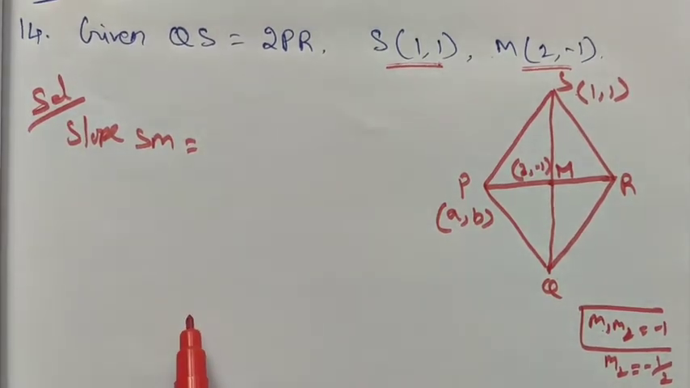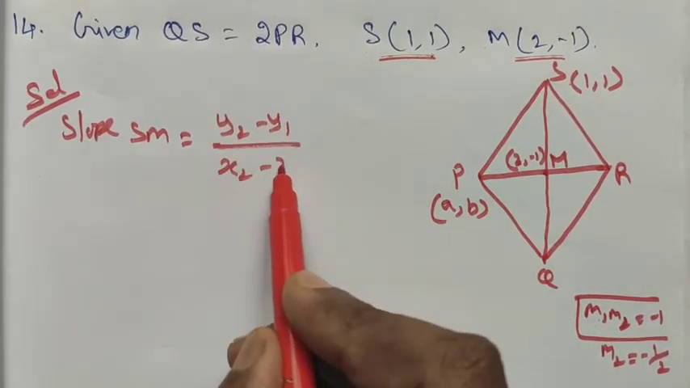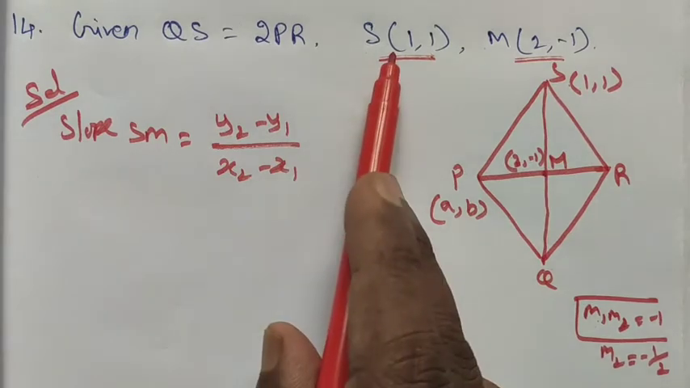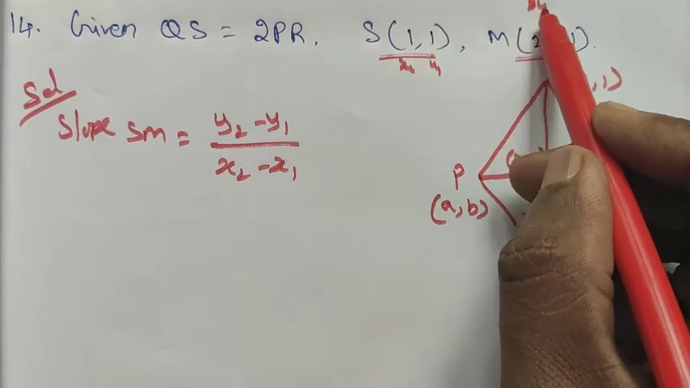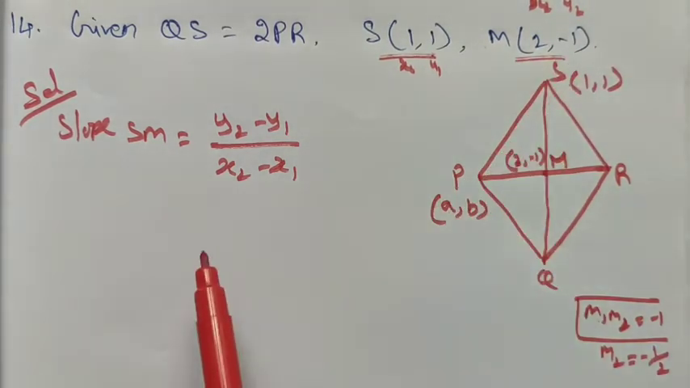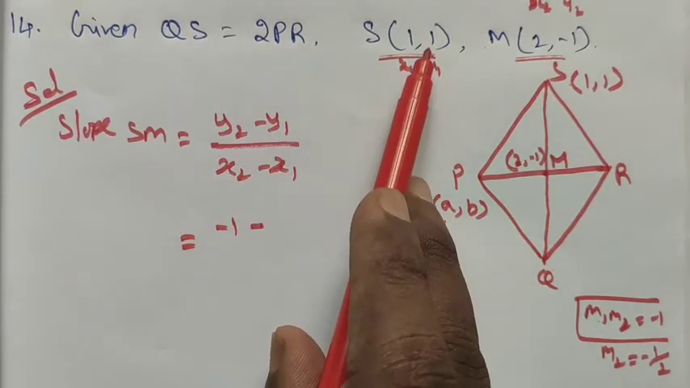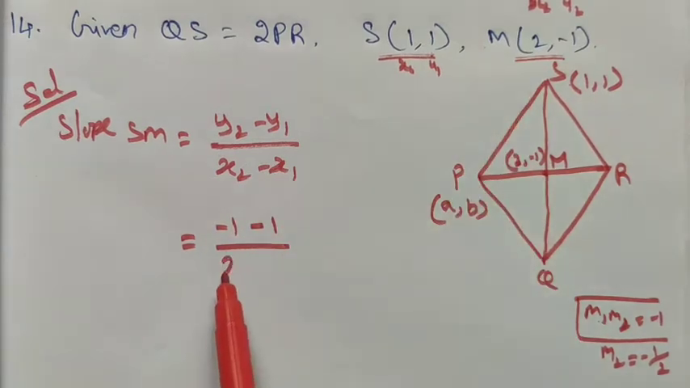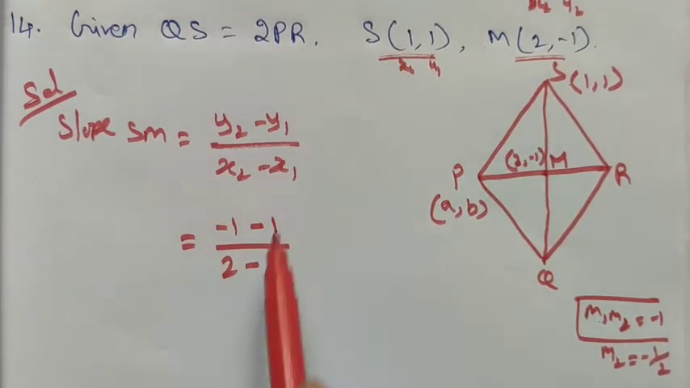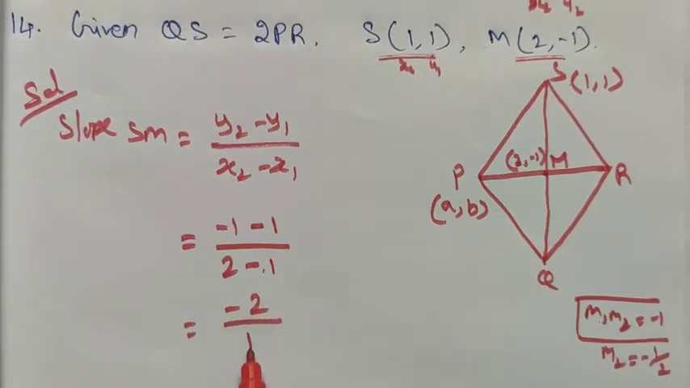Now we want to find the slope of SM. When two points are given, we know the formula: y2 minus y1 divided by x2 minus x1. Let me take the S and M points. This is x1, y1, the first point. Second point is x2, y2. Now y2 is -1, in the formula we have minus, y1 is 1, divided by x2 is 2 minus x1 is 1. Then -1 minus 1 is -2, divided by 2 minus 1 is 1. This term is nothing but -2.